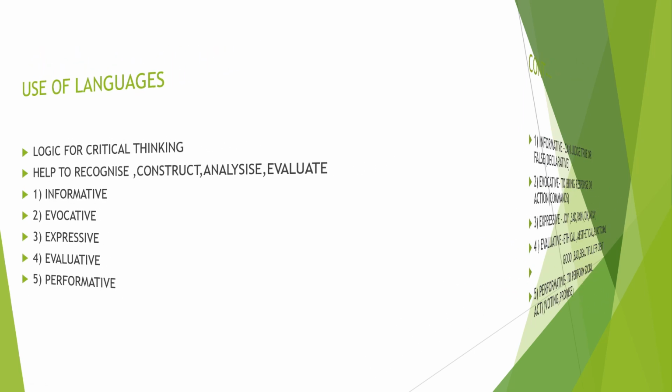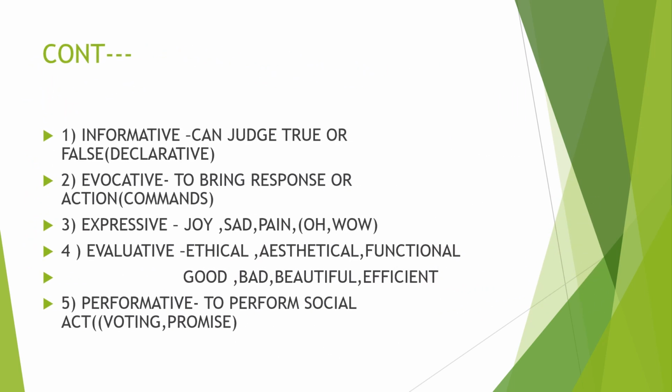First one is informative. Informative means we can judge true or false. That is declarative sentences. Declarative sentences, you know what they are. They are statements. Informative means knowledge is given to us. We have to think whether it is true or false. That is what we are doing in the informative case. That is one of the ways logic helps us.